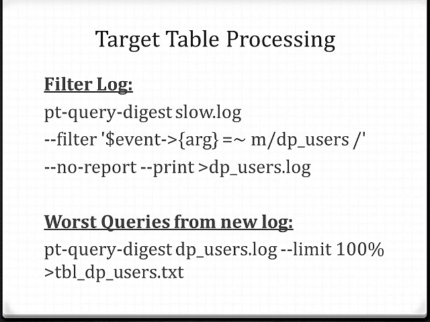Then you run the regular pt-query-digest on this new log. You don't have to do this, but use limit 100%. What this means is you show every single query. By default, it will only show you like 95%, the worst ones, then it will do miscellaneous. You don't really need this, but you can if you want to. Then you output it to another text file.